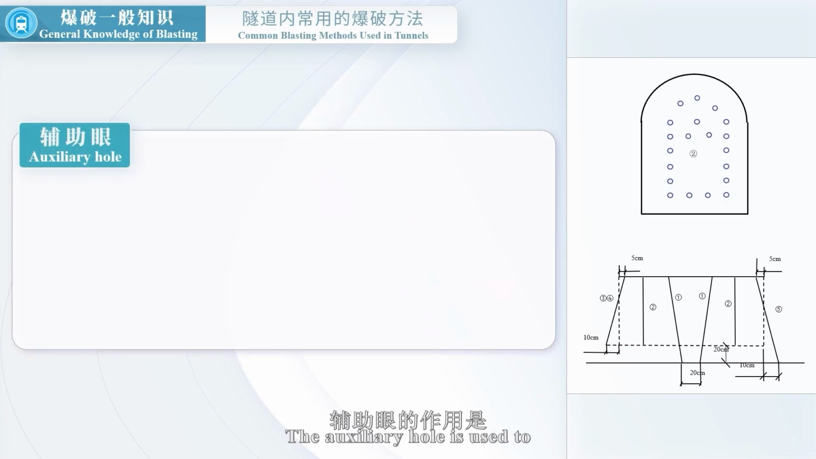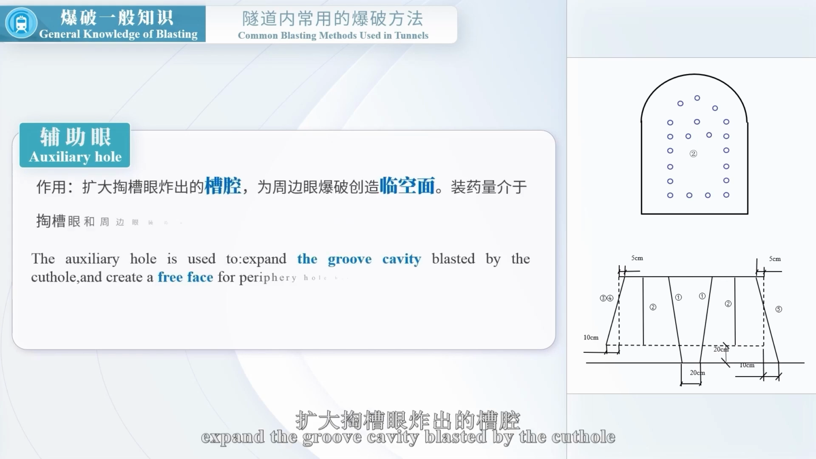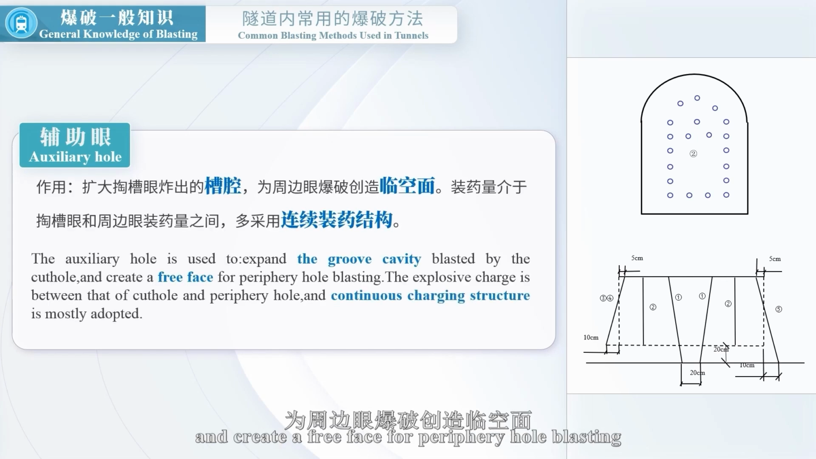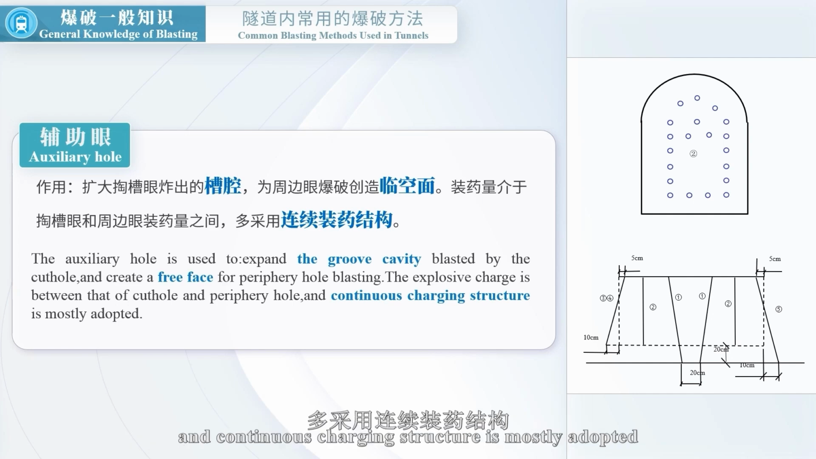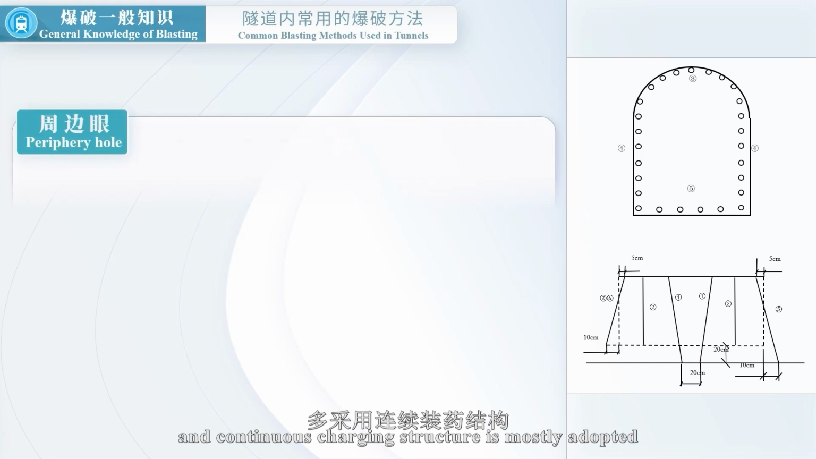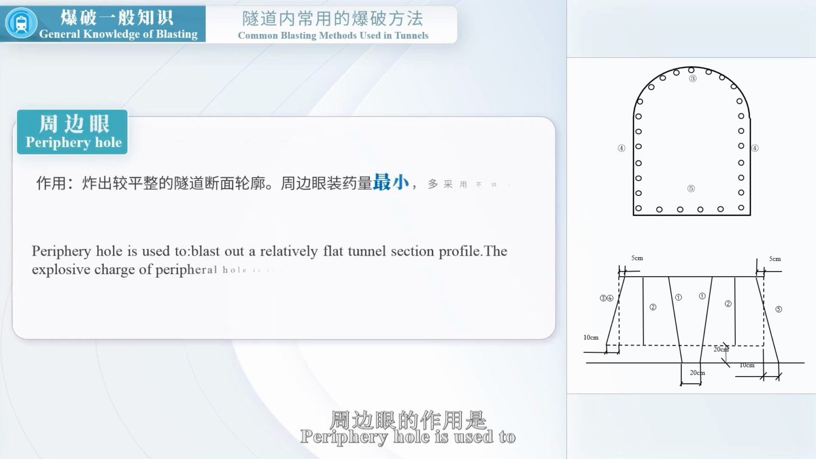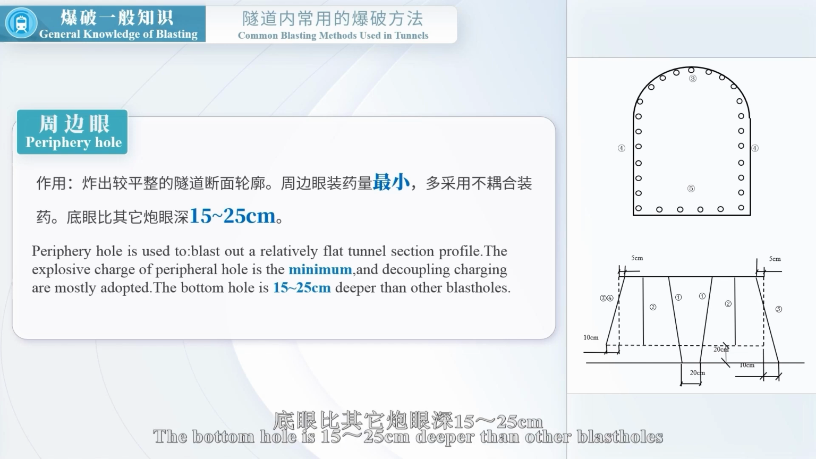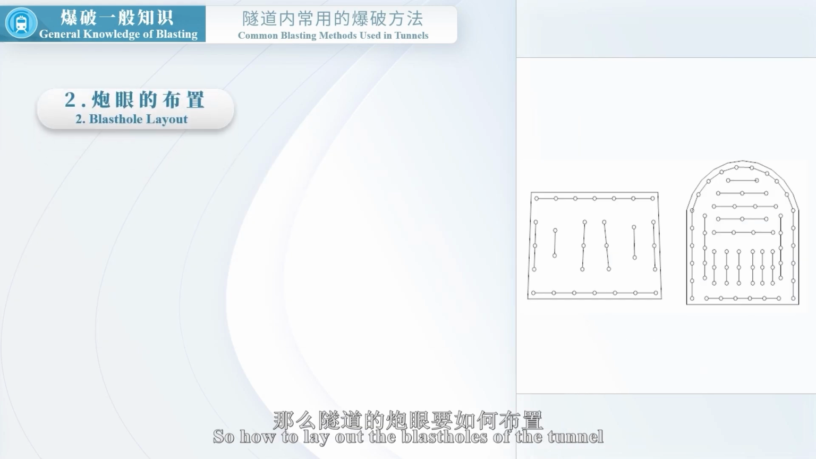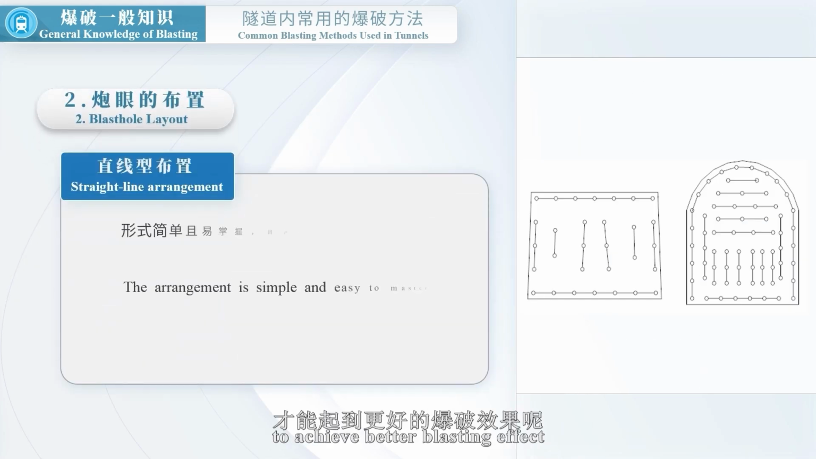The auxiliary hole is used to expand the groove cavity blasted by the cut hole and create a free face for periphery hole blasting. The explosive charge is between that of cut hole and periphery hole, and continuous charging structure is mostly adopted. Periphery hole is used to blast out a relatively flat tunnel section profile. The explosive charge of peripheral hole is the minimum, and decoupling charging is mostly adopted. The bottom hole is 15-25 cm deeper than other blast holes. So how to lay out the blast holes of the tunnel to achieve better blasting effect?